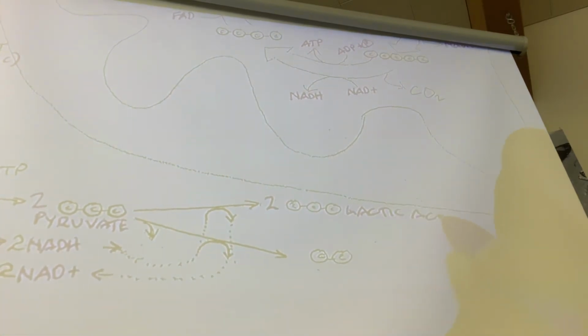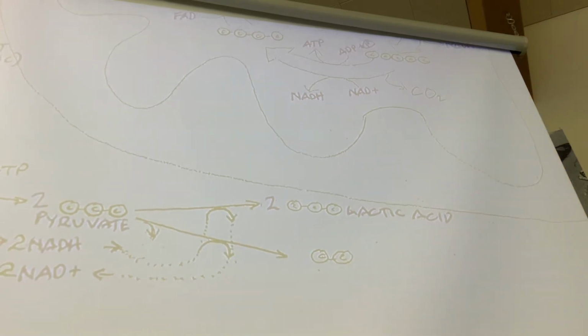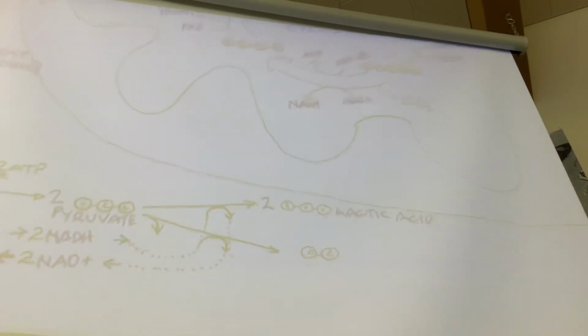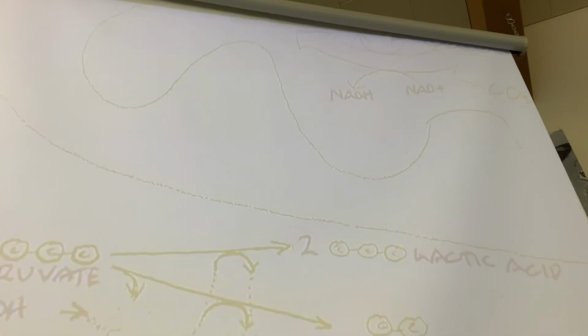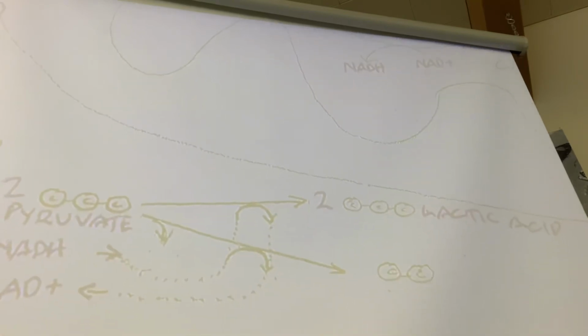So that's how you make lactic acid. You just add 1 hydrogen and an electron to your pyruvate. That's lactic acid.